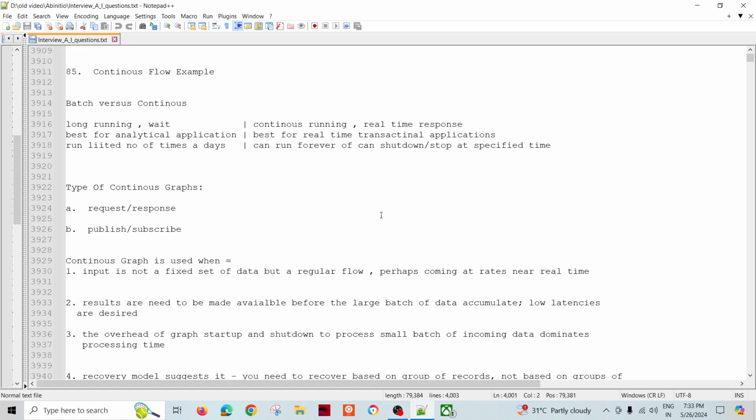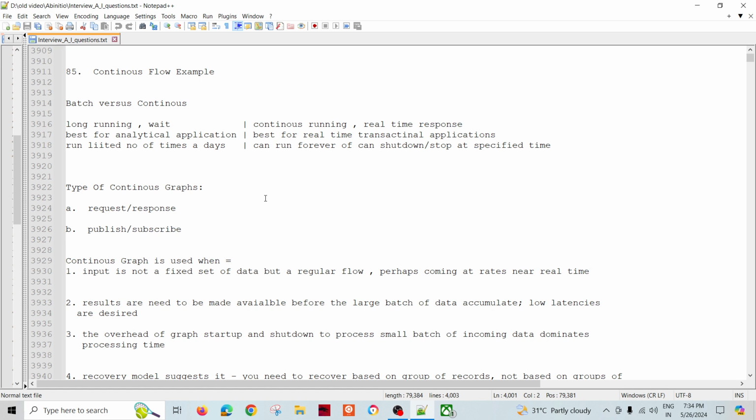Graphs. Okay, so we have mostly talked about batch graphs, and I have a few videos with respect to continuous graphs also. But we are going to talk about some advanced concepts in continuous graphs and some real-time use cases wherein those advanced components may play a perfect role to solve those real-time questions. Okay, so let's do a kind of revision of continuous flow fundamentals.